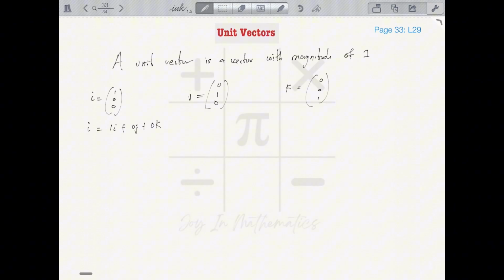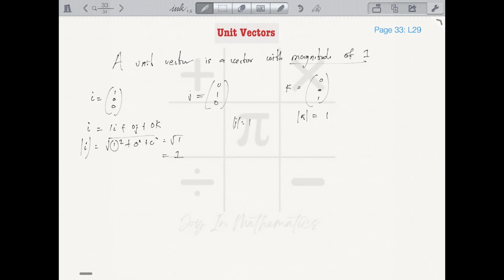If you take the magnitude of this vector, let's call it vector i, this will be the square root of 1 squared plus 0 squared plus 0 squared, which will be the square root of 1, which is equal to 1. So we can say that it is called a unit vector because the magnitude is equal to 1. If we do the same thing here, we will have the magnitude of j equal to 1, and the magnitude of k equal to 1.